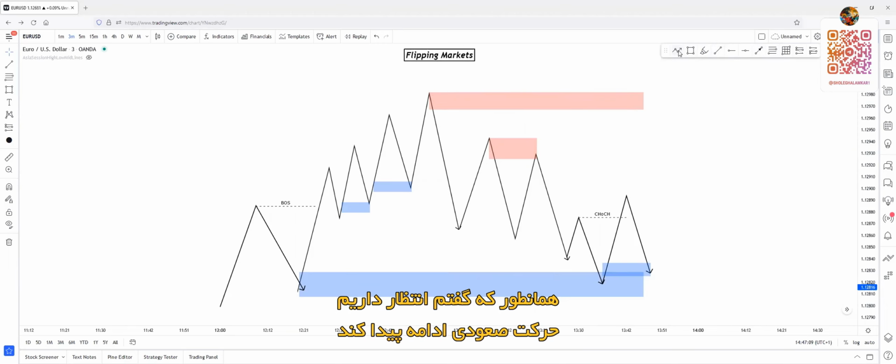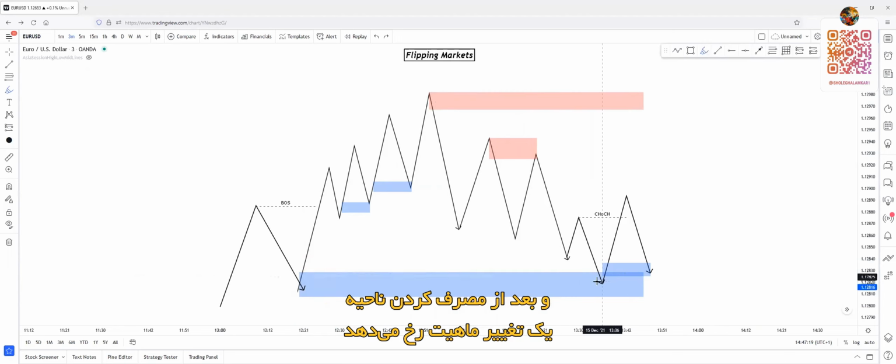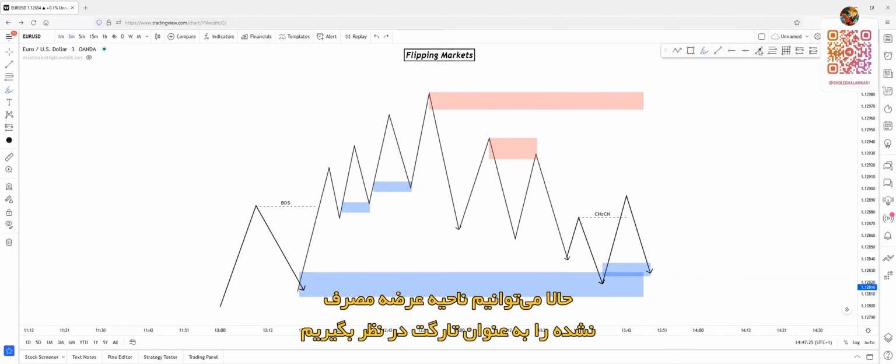So as I said, we are expecting the continuation of the bullish trend. Price mitigated this big demand zone, and after the mitigation, it created a change of character, with a reaction on the freshly created demand zone. And after this, we can use the unmitigated supply zone, so this one, as our target point.